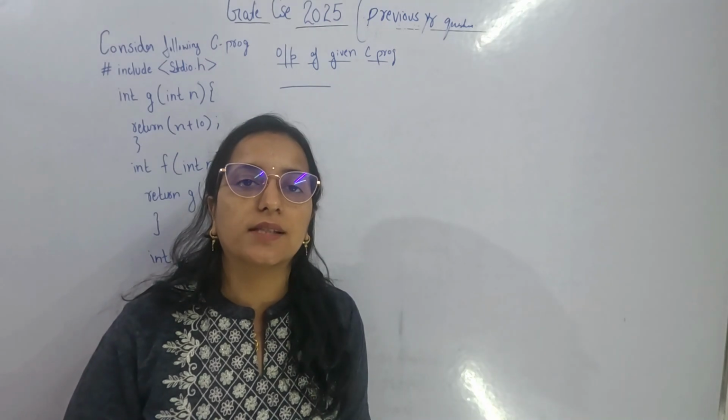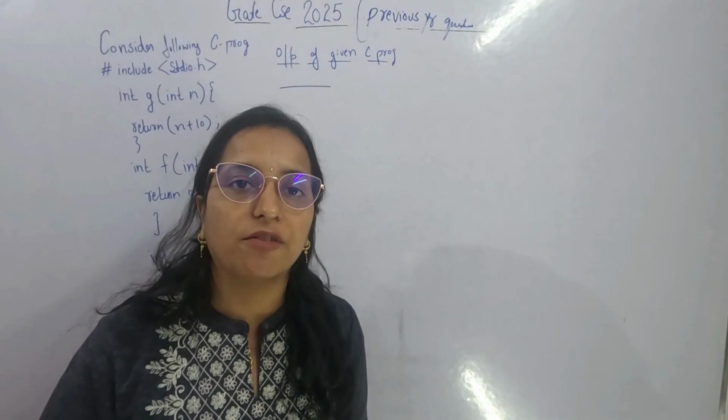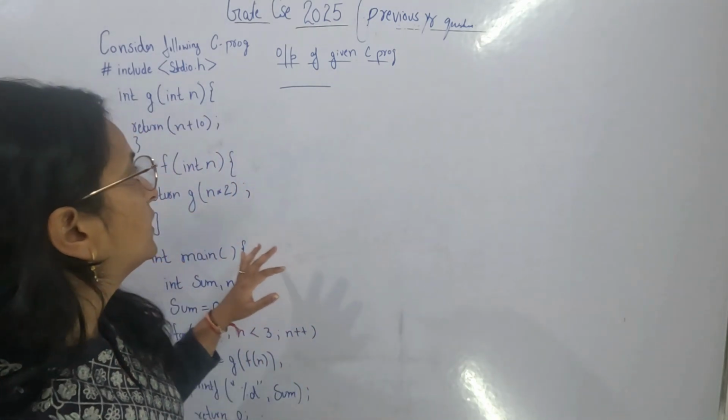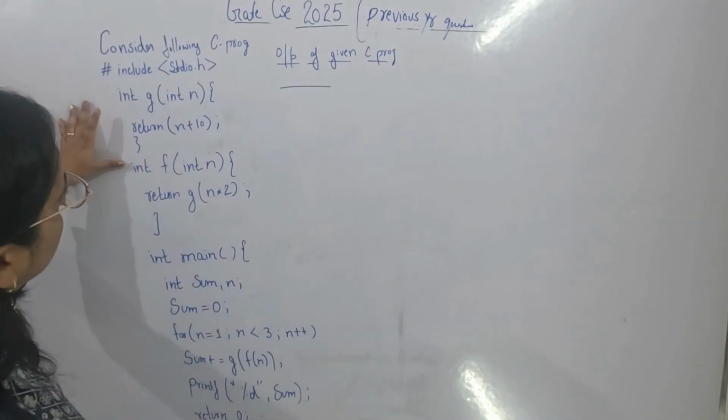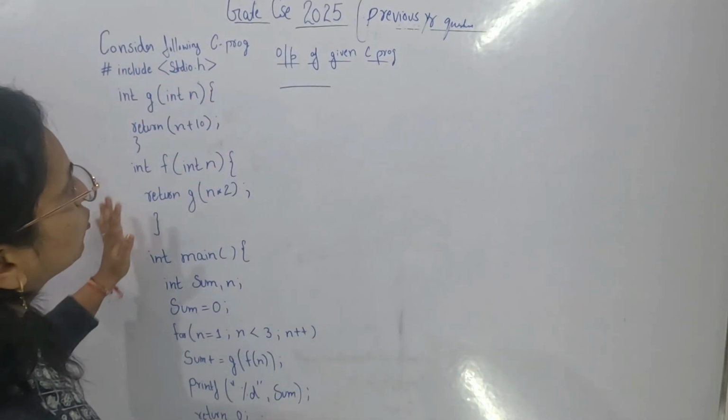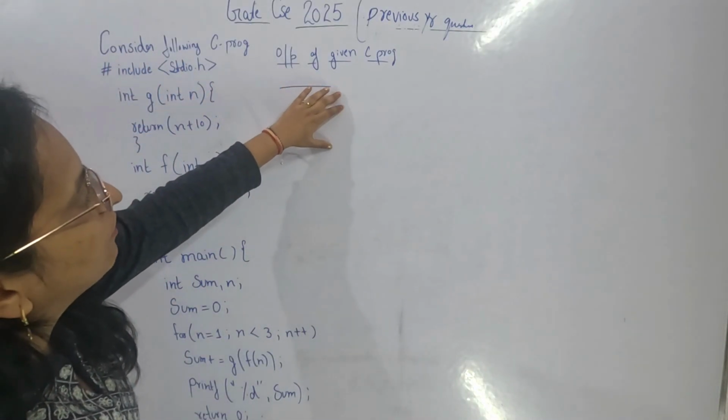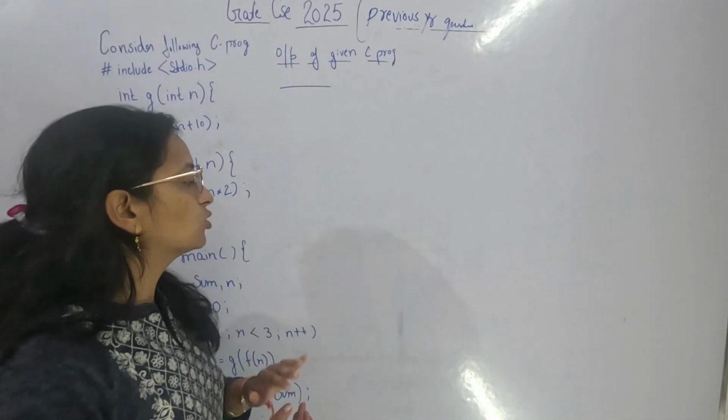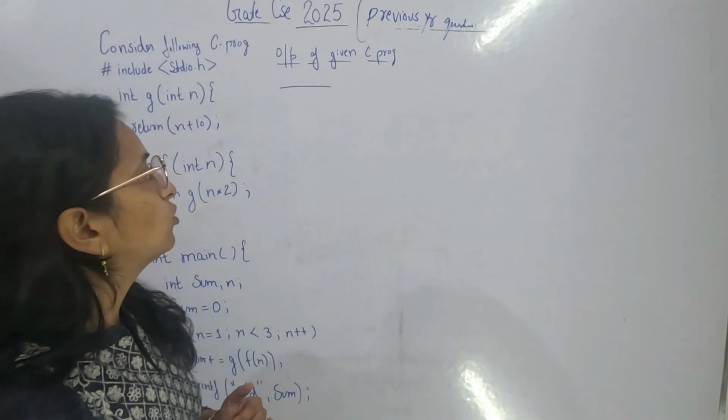Today's video, we will discuss a GATE CSE 2025 previous year question. So let us see. A C program is given to us, and the question asked for the output of the given program. This was an integer based question.